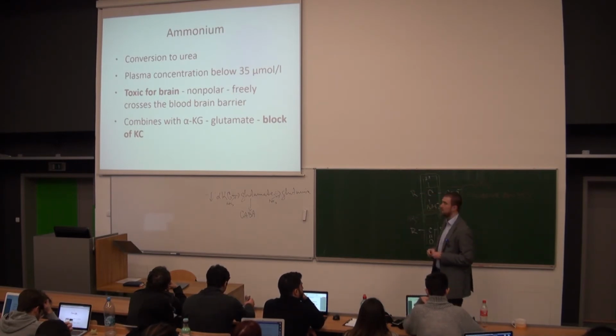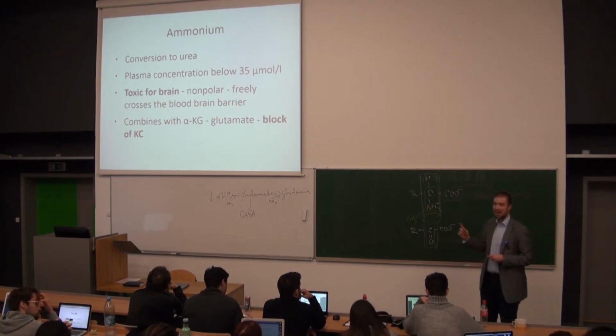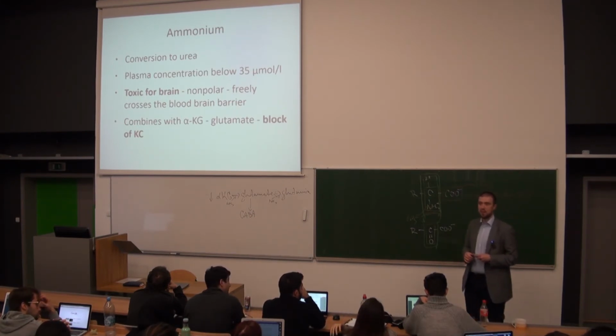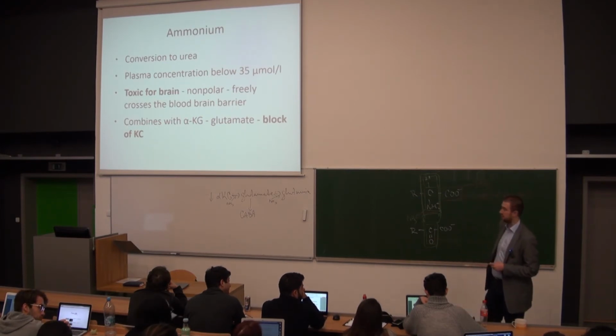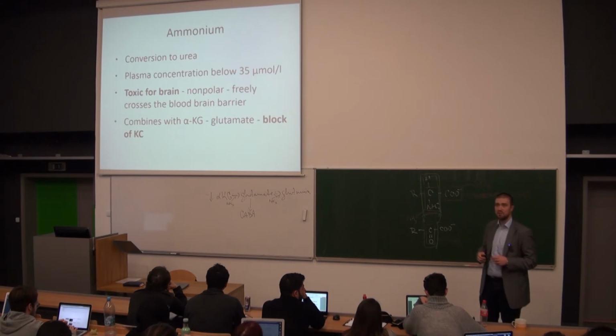And the patients that have liver cirrhosis can die due to this liver encephalopathy if you are not able to get rid of the ammonia from your body. So do you understand why ammonia is toxic?